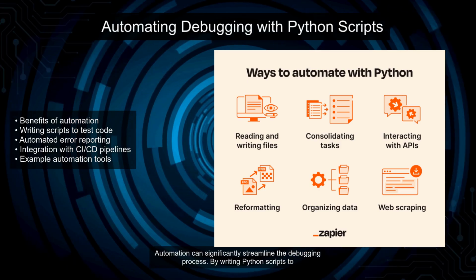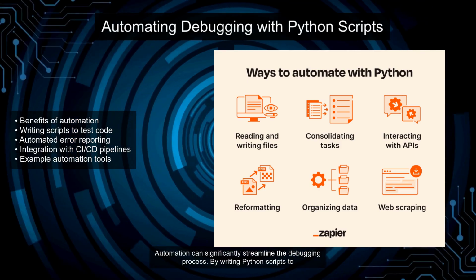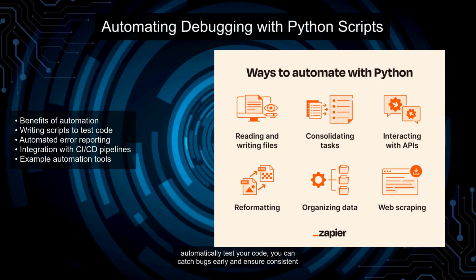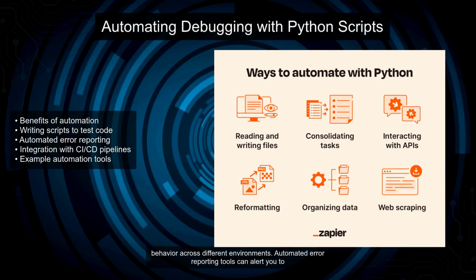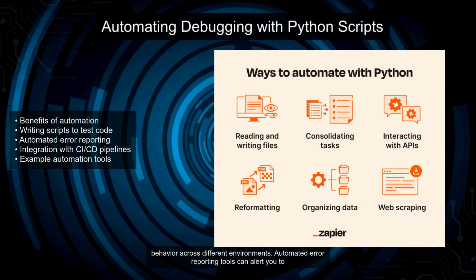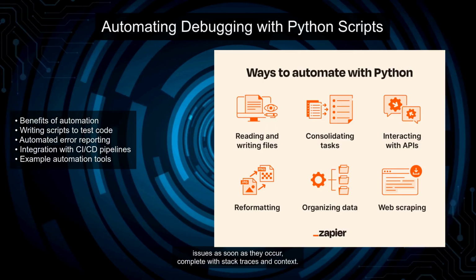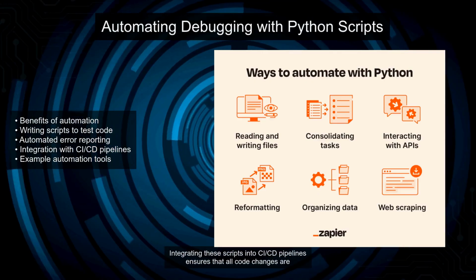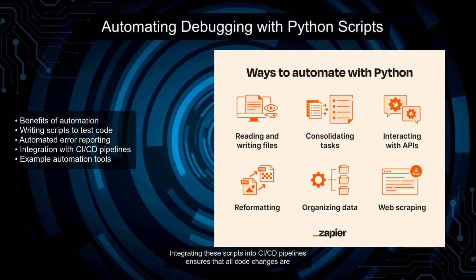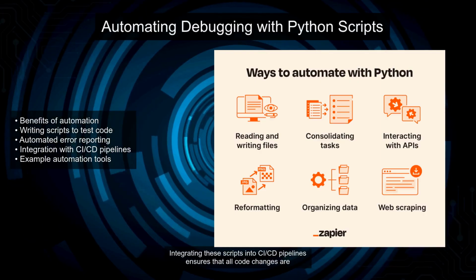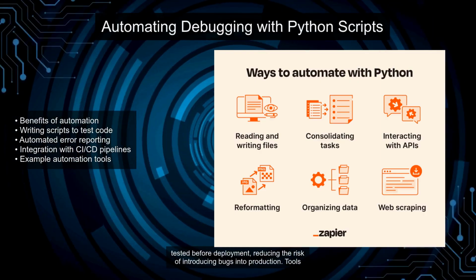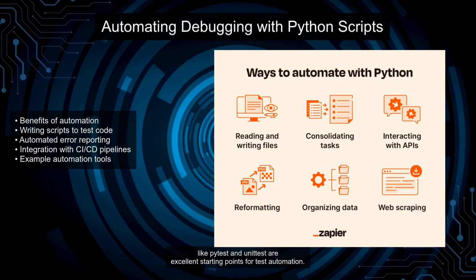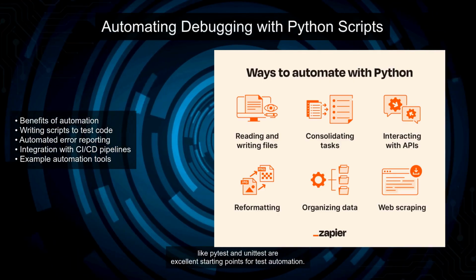Automation can significantly streamline the debugging process. By writing Python scripts to automatically test your code, you can catch bugs early and ensure consistent behavior across different environments. Automated error reporting tools can alert you to issues as soon as they occur, complete with stack traces and context. Integrating these scripts into CI/CD pipelines ensures that all code changes are tested before deployment, reducing the risk of introducing bugs into production. Tools like PyTest and Unittest are excellent starting points for test automation.